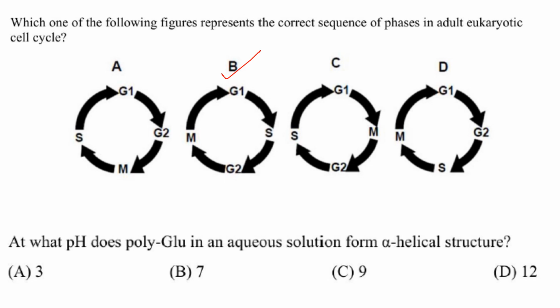Now what will happen if the pH is less than 3? That is just for your information I am telling. Now pH below 3, the side chains are fully protonated, thereby reducing hydrogen bonding, and it will result in random coil formation. So at pH 3, polygluc in aqueous solution will form alpha helical structure. Answer is option 3.